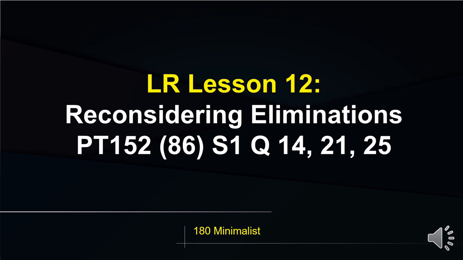Today's subject is reconsidering eliminations. This is referring to situations where you've eliminated all five and now you have the unenviable task of going back to uneliminate at least one of them to move on. We'll be working out of PT 152, section 1, which according to the old numbering is PT 86, section 1.